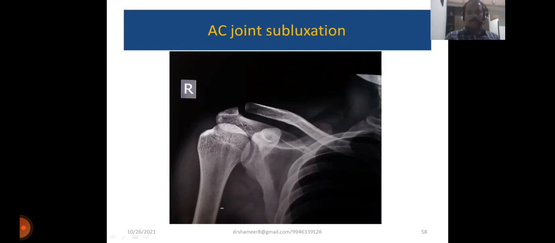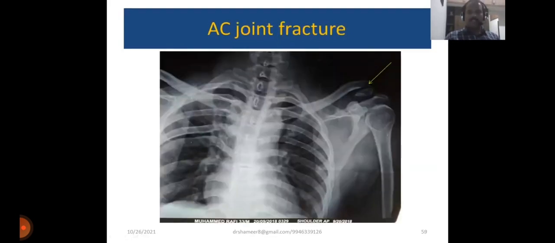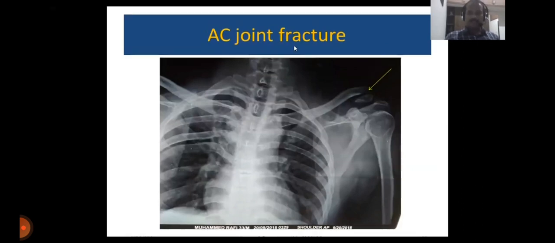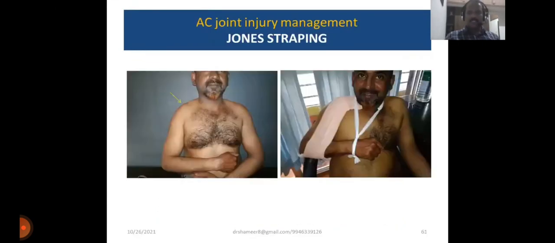Okay. AC joint subluxation or dislocation. This is the AC joint fracture. Okay. So this is the joint strapping. The patient after the joint strapping, and I will show the videos how to manage AC joint strapping.